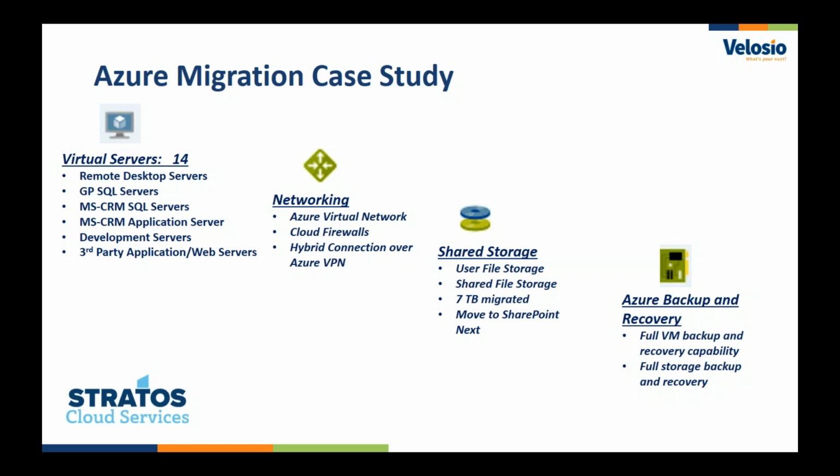Networking, a full Azure virtual network, cloud firewalls, and we built in a hybrid connection to ensure seamless interaction between the on-premise and the cloud environment for the users. They log in, they go to work, and don't really have a difference between where these server resources are residing. Shared storage, as I mentioned, we moved not only the application, GP, CRM data, but also user file storage and shared storage. About 7 terabytes of data we migrated up to the cloud.